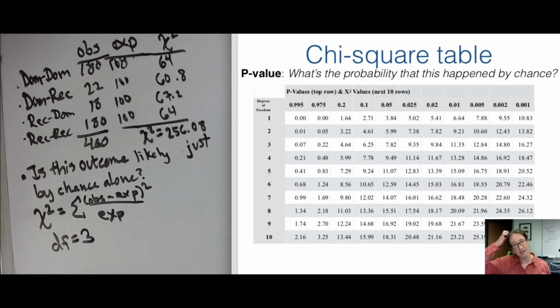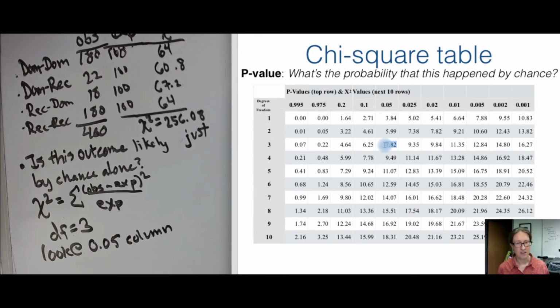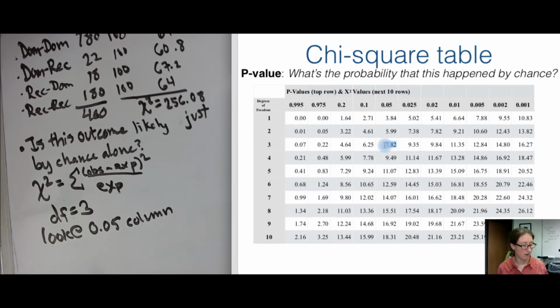And so now here is a table for looking up our chi-square value. So we've got 3 degrees of freedom, and what we want to look at in this table is the value that is at this 0.05 column. So we're going to look at the 0.05 column, and so this is for a p-value of 0.05. So in the 0.05 column, the number that's listed in that part of the table is called our critical chi-squared value.